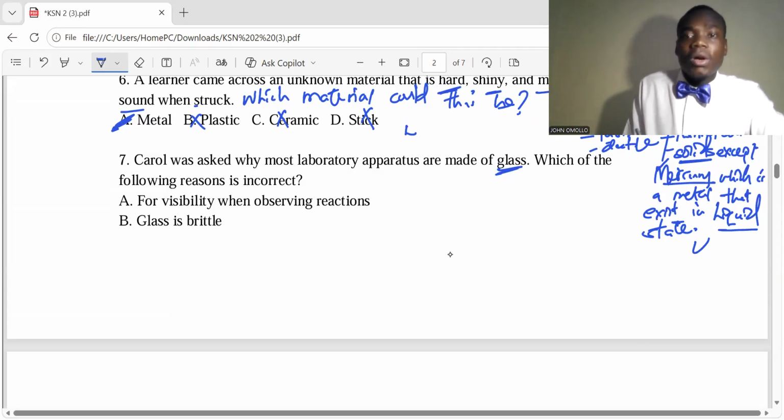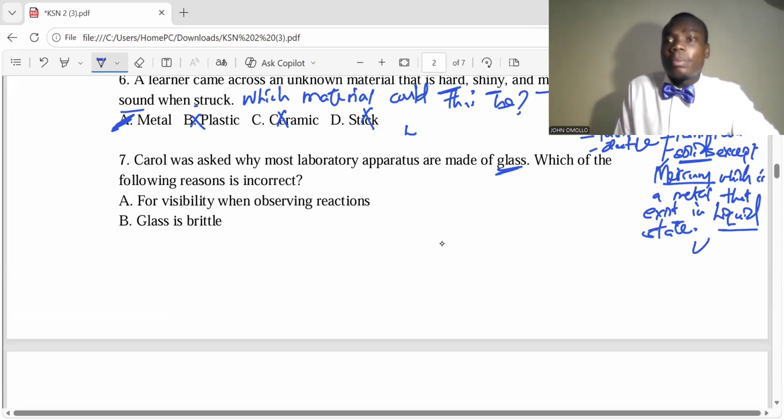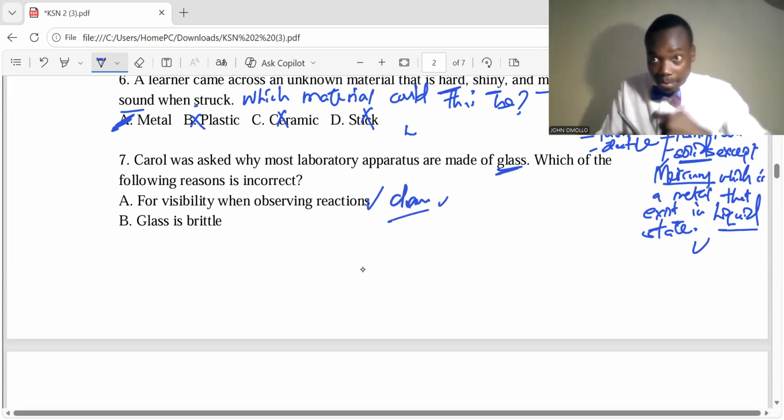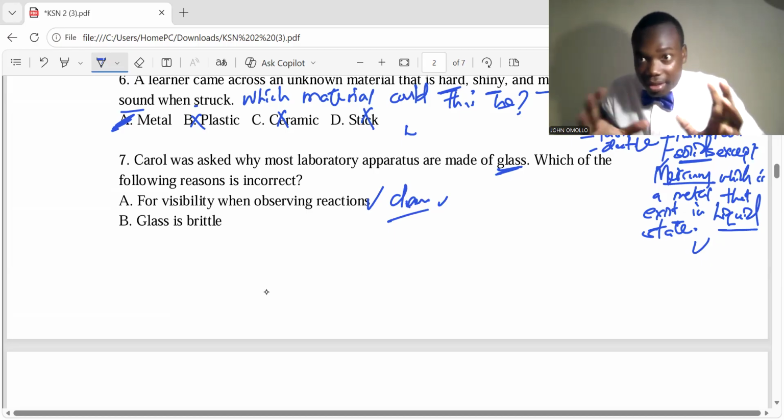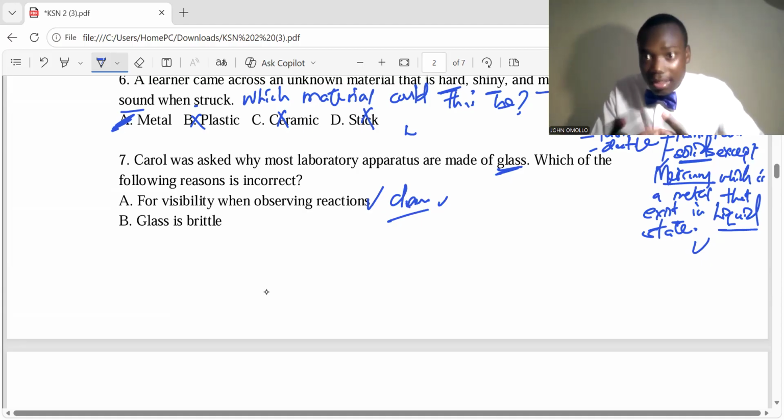Now, which of the following reasons is incorrect? Remember, most apparatus are made of glass. Why? For visibility when observing reactions. That is true. That is why they are clear. They are clear for clarity. Visibility is something that is clear, visible. You can see the inner side of it. So most apparatus are made of glass for visibility.